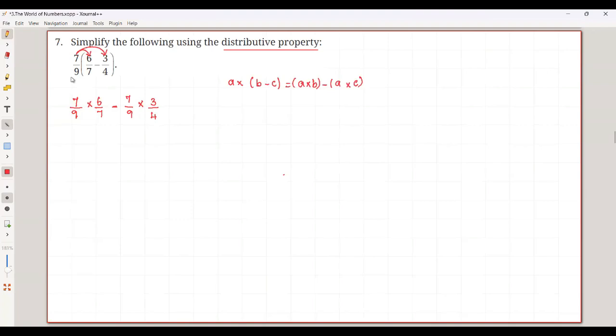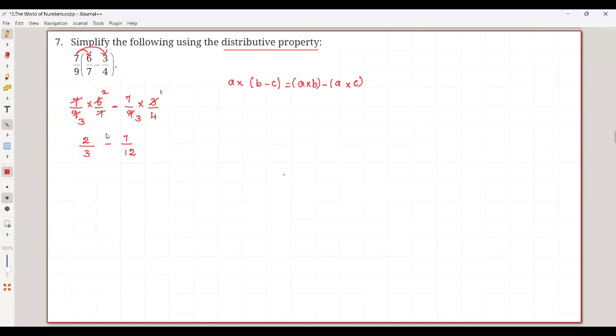The same thing: 7 by 9 into 6 by 7 minus 7 by 9 into 3 by 4. If anything cancels, you can simplify it. Yes, 7 and 7 get cancelled. 2 3s are 6, 3 3s are 9. Here 1 3s are 3, 3 3s are 9. So the balance, numerator we have 2, denominator 3, minus 7 by 3 4s are 12.